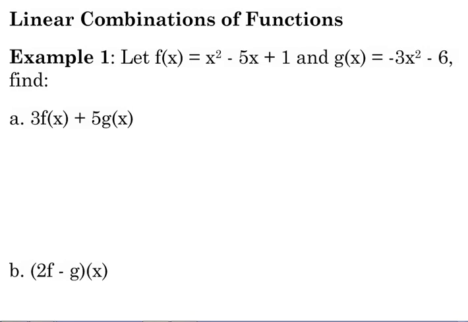We've got two functions. We have f of x is equal to x squared minus 5x plus 1, and g of x is equal to negative 3x squared minus 6. We're going to take those two functions and we're going to do several things with them, so those are going to be our focus. We've got two quadratic functions that we're going to be working with here. We've got x squared minus 5x plus 1 and negative 3x squared minus 6.